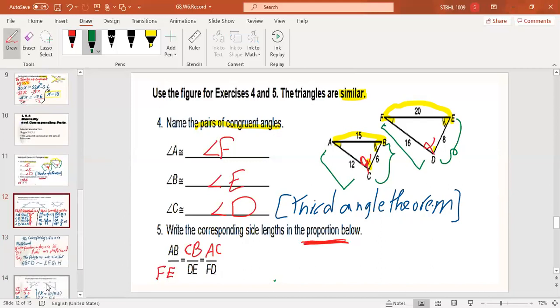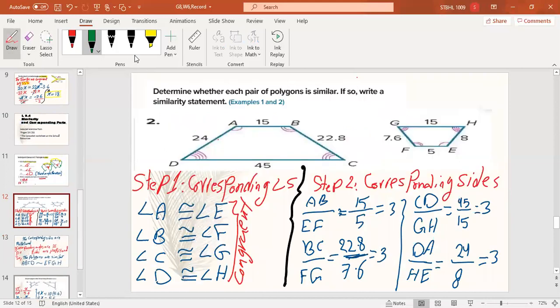Now let's move to this exercise from your textbook. Determine whether each pair of polygons is similar. If so, write a similarity statement. We said to prove that 2 polygons are similar, we need to find that the corresponding angles are congruent and the corresponding sides are proportional. So let's check the angles first.